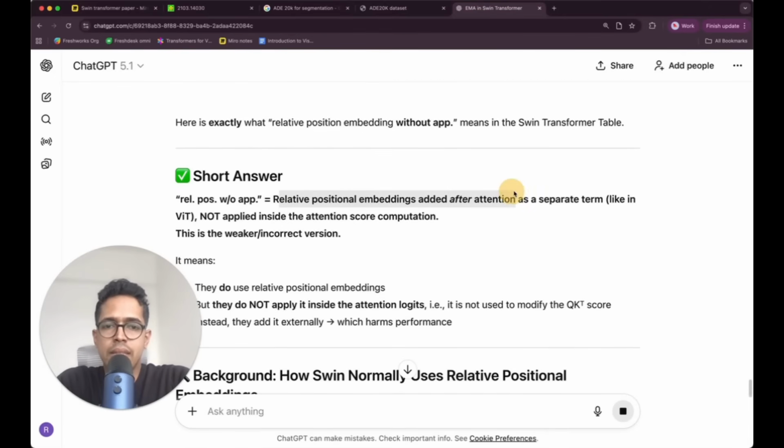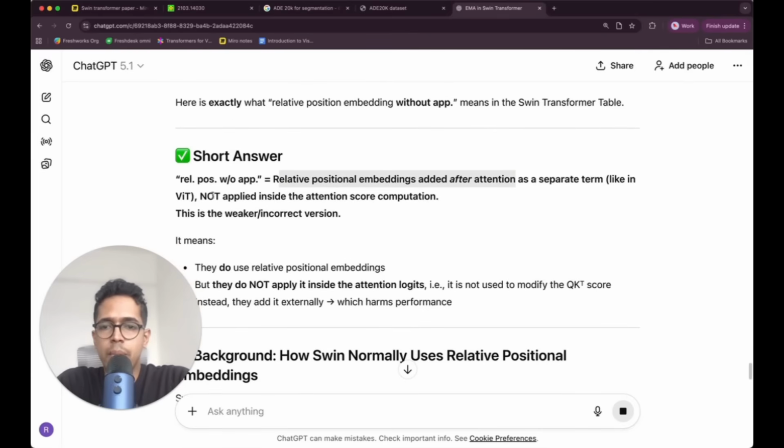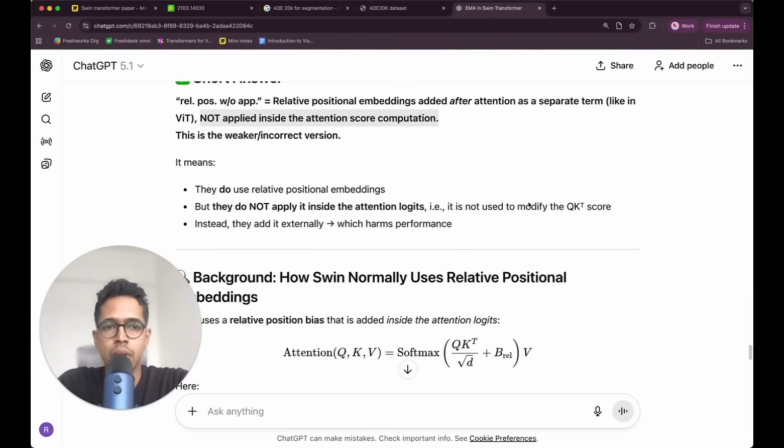Relative position embeddings are added after attention as a separate term, not applied inside the attention score computation. Oh, I see. So instead of having the position bias added inside the softmax of query times key transpose divided by square root of d plus bias, instead of doing that, put it after calculation of alpha ij, like a separate term. Okay.